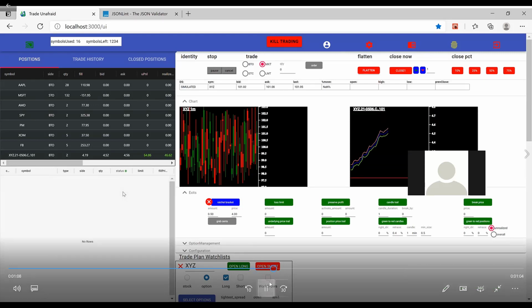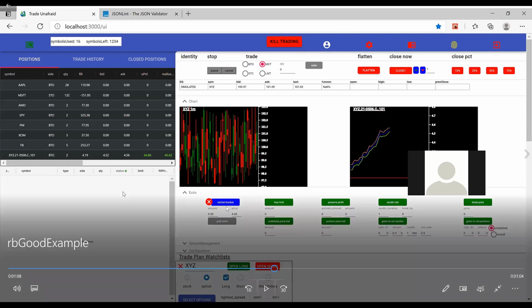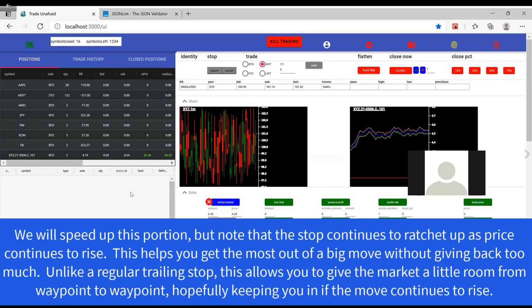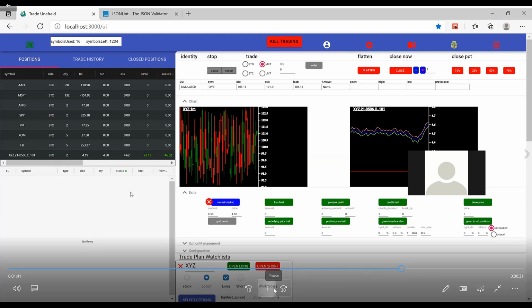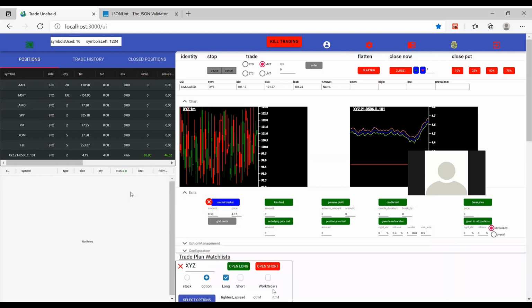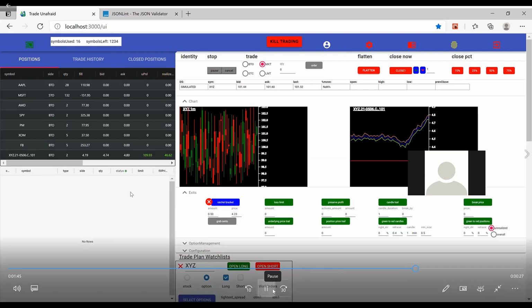Now you'll see where the trail comes in. We have no more resting orders, but we're going to continue to ratchet this stop up as orders get filled, or as the price continues to go up. So when this hits 4.65, the stop is also still going to ratchet up. It's almost there. Okay, now it's going to get there. It's starting to ratchet up. You see it ratchets up to 4.15. And that's how it works.